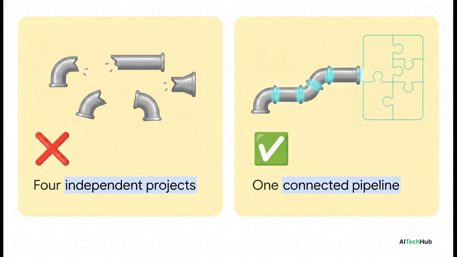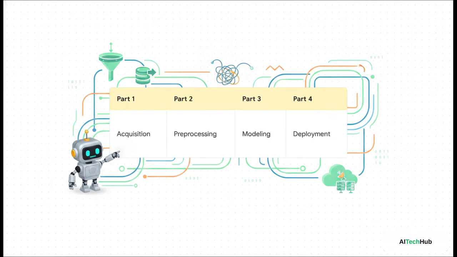These 4 stages are not independent projects. They are deeply, deeply interconnected. Bad acquisition, that breaks your pre-processing. Skipped pre-processing, that completely breaks your modeling. And a model that's never deployed, no matter how brilliantly it scored during Phase 3, well, it hasn't actually done anything useful for anyone yet. It's just sitting there. It is genuinely one continuous, connected pipeline. And that, my friends, is the full ML lifecycle from start to finish.